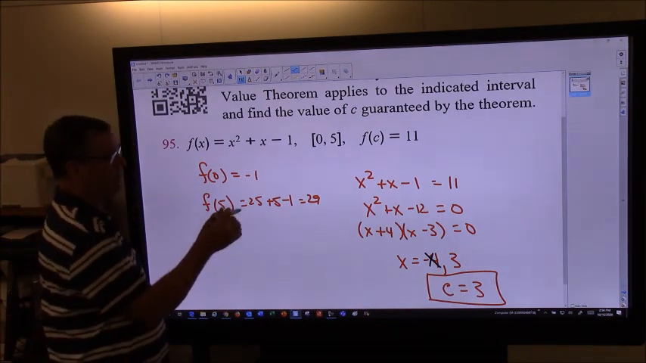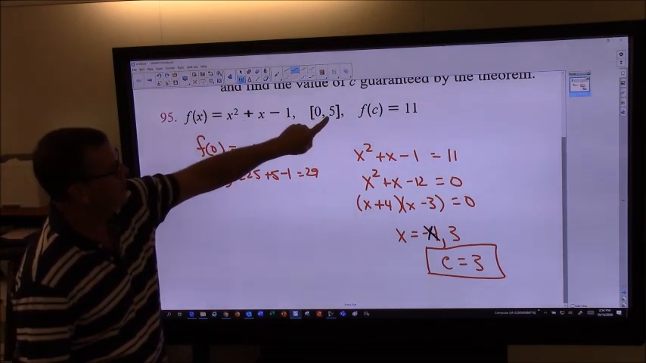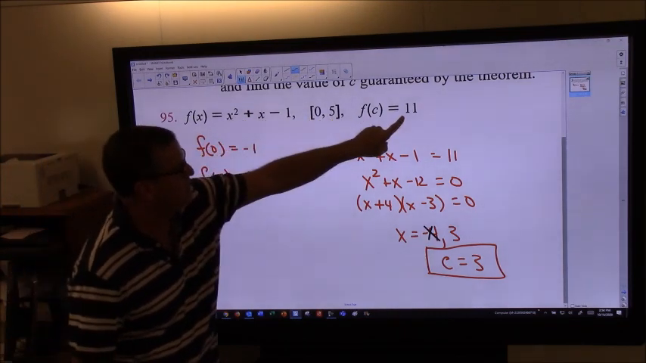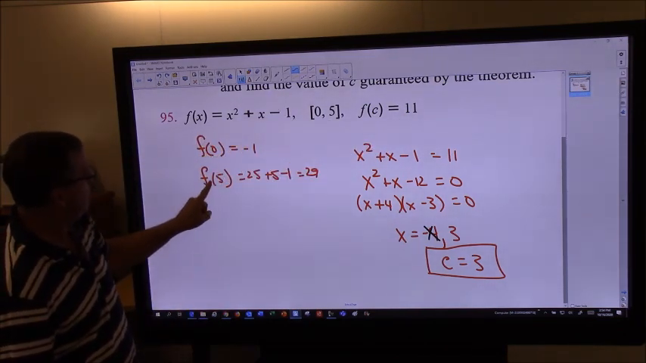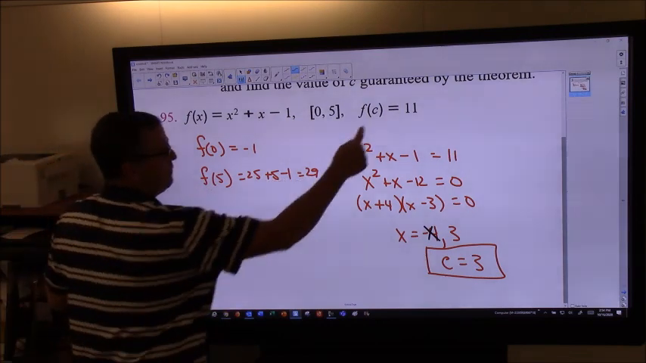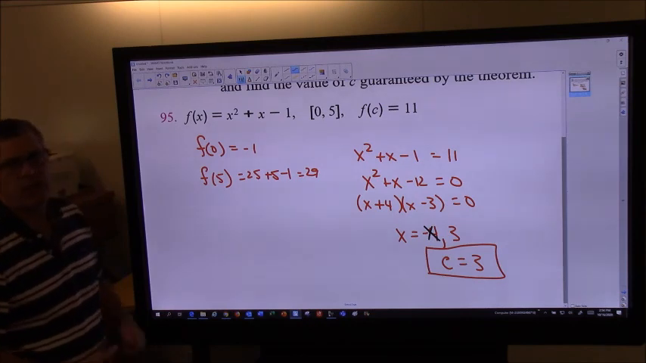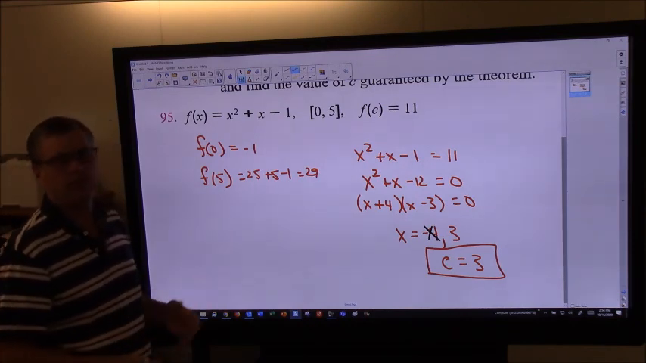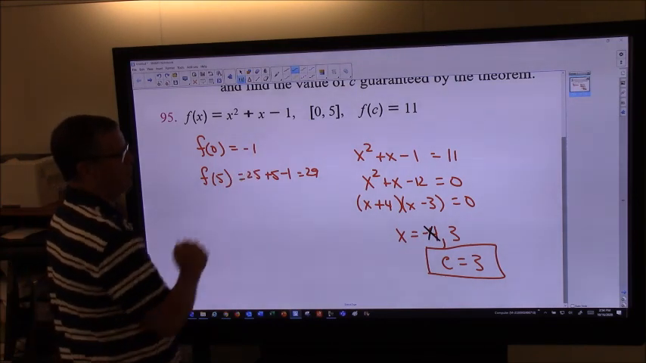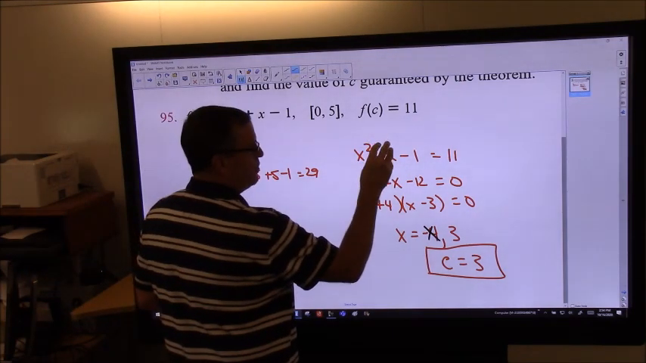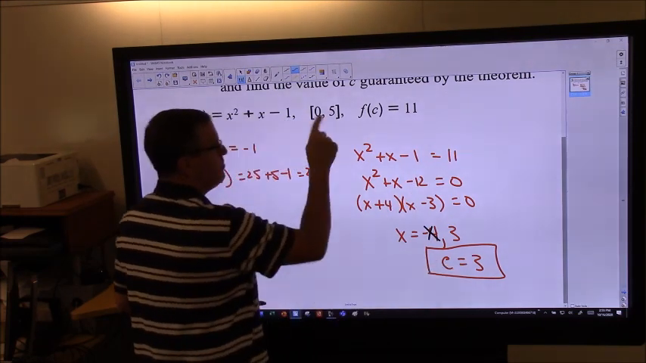And remember, when you do this, your k value has to be between f of a and f of b. This is the k value, 11. F of a was negative 1, f of b was 29. If this number doesn't fall between these two, then at that point we stop and we say the intermediate value theorem does not apply. Okay, since 11 is between those numbers, we can move forward and say, okay, where does that function actually equal 11? And we're going to get an answer that has to be somewhere between 0 and 5.